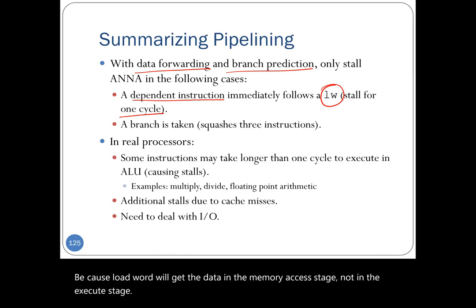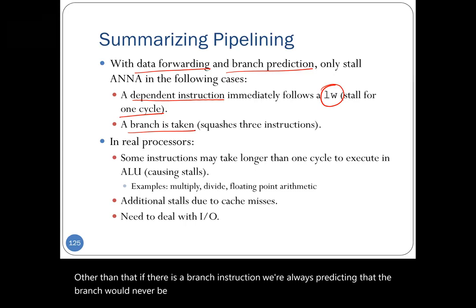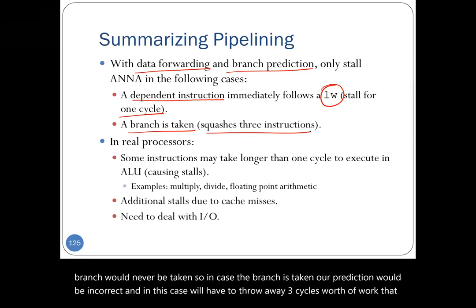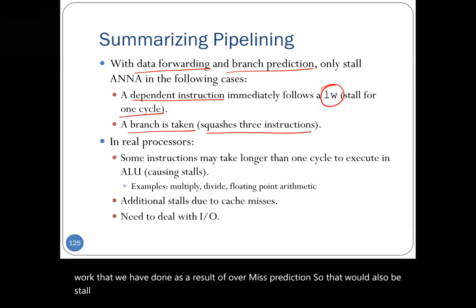Other than that, if there is a branch instruction, we are always predicting that the branch would never be taken. So in case the branch is taken, our prediction would be incorrect. And in this case, we'll have to throw away 3 cycles worth of work that we have done as a result of our misprediction. So that would also be a stall, effectively a stall in the pipeline. So these are the only two cases where the ANA pipeline would stall.